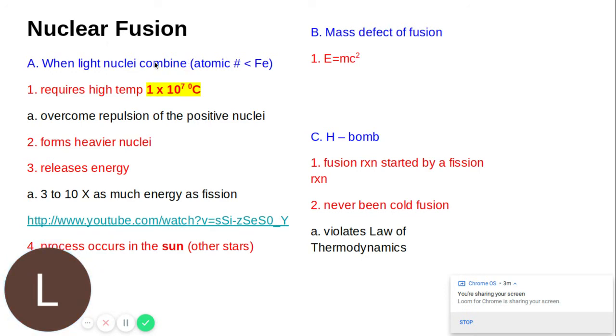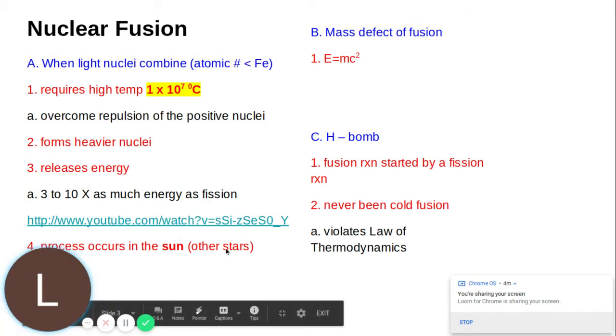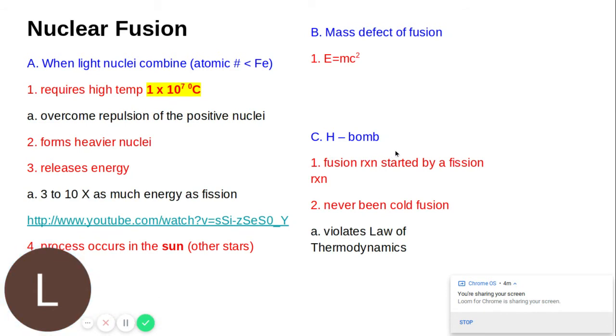Nuclear fusion is how we make atoms in real life. Like there's man-made elements on the periodic table. We've done that through fusion type reactions. They always form a heavier nucleus. They release, again, a lot of times more energy than fission. This is the process occurring in the sun. Again, we can also make a bomb. The hydrogen bomb is started by having a fission reaction that starts the fusion explosion.